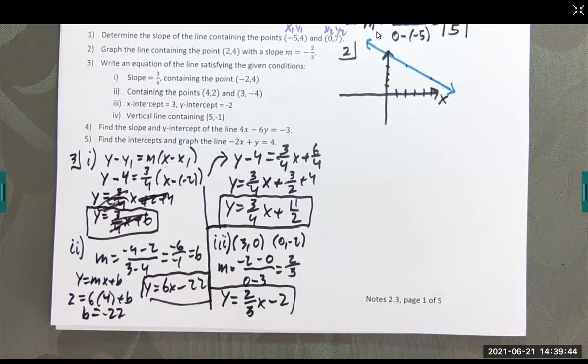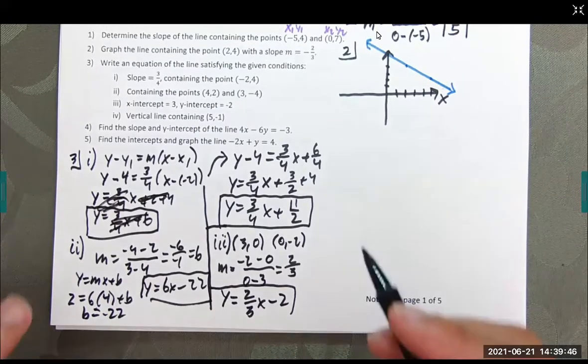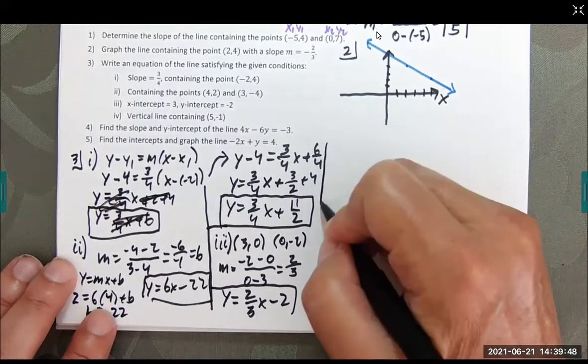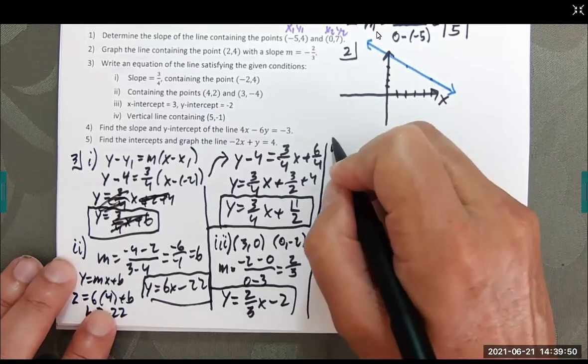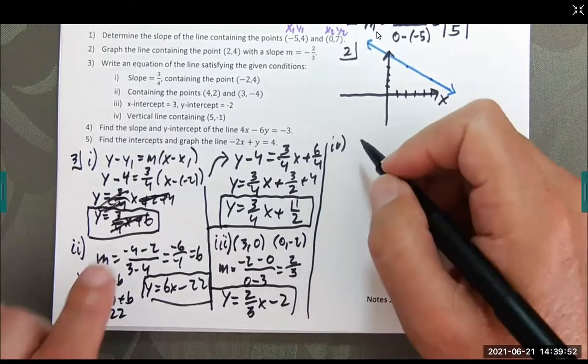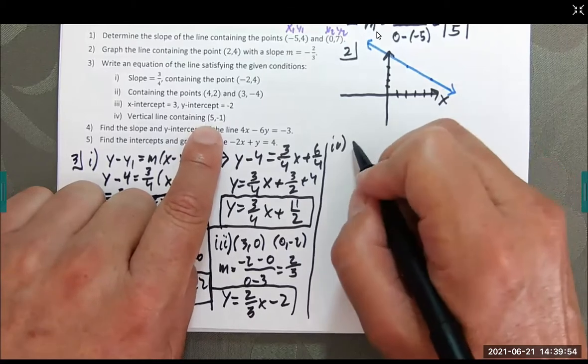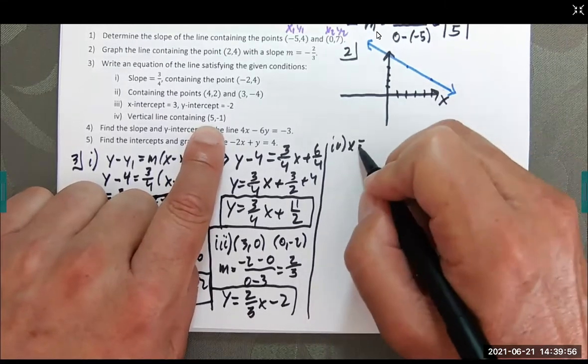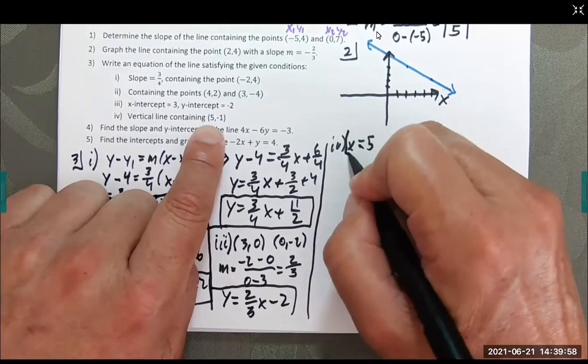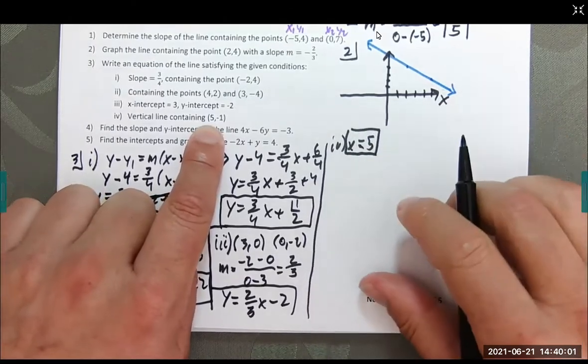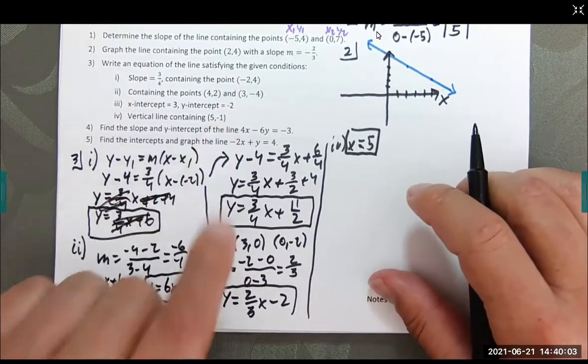And for part 4, a vertical line is going to mean x equals a specific number. And in this case, x can only equal 5. That's literally it. If it was a horizontal line, then it would be y equals -1.